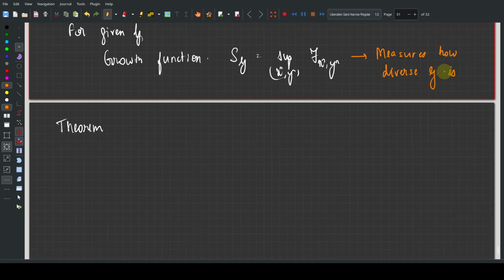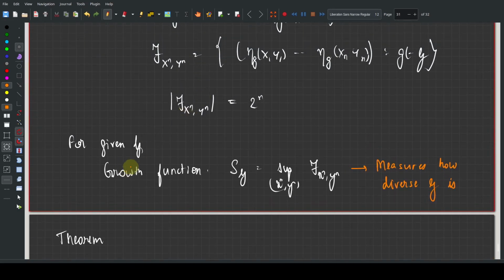Right? So if n is sufficiently large and G is finite, then S_G would just end up being the size of G. S_G is a function of small g. So we're looking at the size of the class, right? If the size of the class is finite and n is large enough, then S_G would end up just being the size of the class, because you can have only so many configurations. You can't have more than those many configurations.